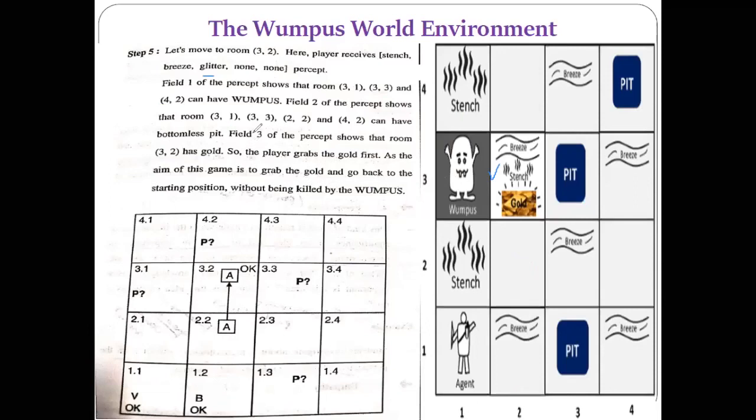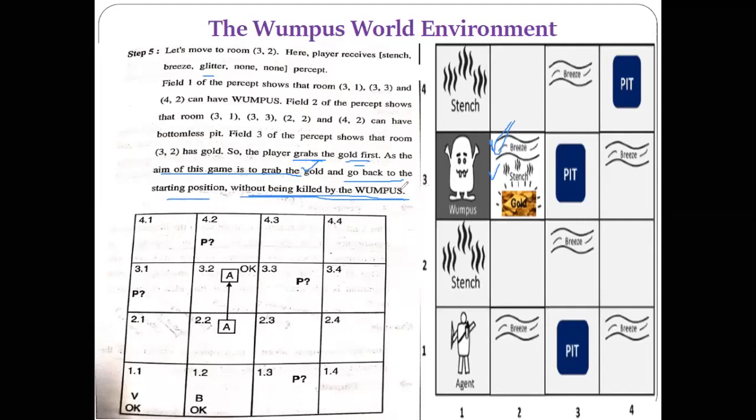So what action will be taken by the agent in this room now? Tell me. Grab the gold. The grab action will be taken by that particular agent, so the player grabs the gold here. First, understood? Now, the aim of the game is not just to grab the gold. The aim of the game is to grab the gold and go back to the starting position without being killed by the Wumpus.